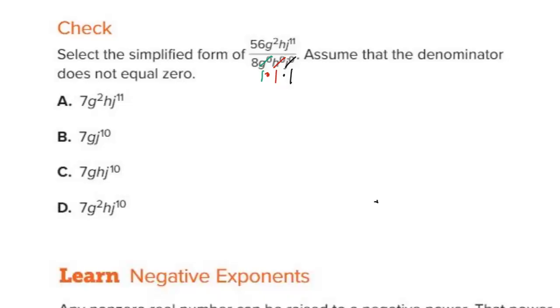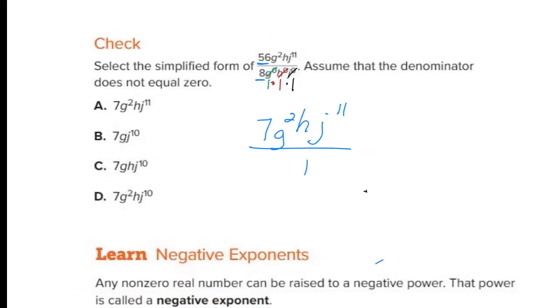And what about 56 divided by 8? What is that? 7. So you have a 7. 56 divided by 8 is 7. So we have 7g squared h times j to the 11th power all over 1 would just be that top numerator part. So that is letter A.